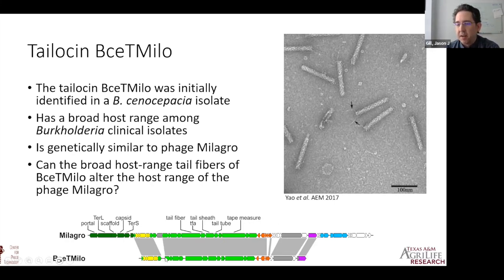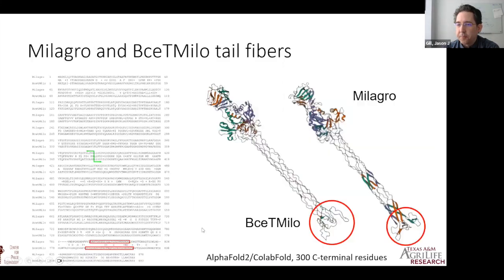This is the entire tailocin locus here on the bottom, and this is the phage. You just have the phage and you get rid of the head and these other accessory components, and you end up with the tailocin. So the question here was, could we take the broad host range tail fibers from the Milo and put them onto Milagro to expand its host range? You can see there's a lot of similarity right in here.